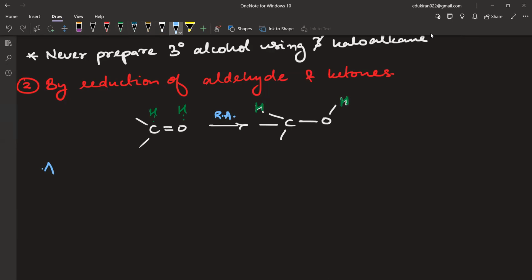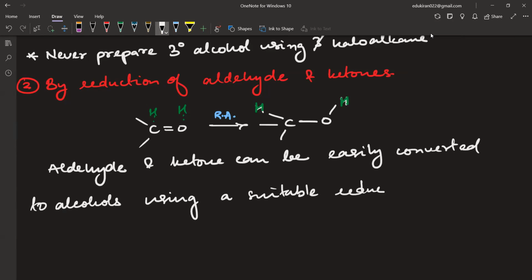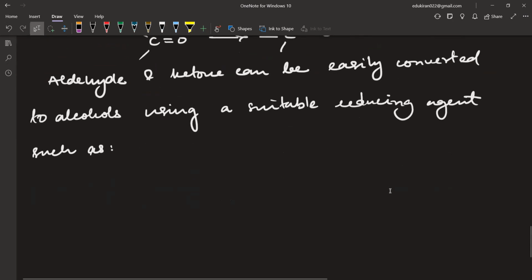Please write this with me. Aldehyde and ketones can be easily converted to alcohols using a suitable reducing agent such as, I will write the reducing agents that we can use.